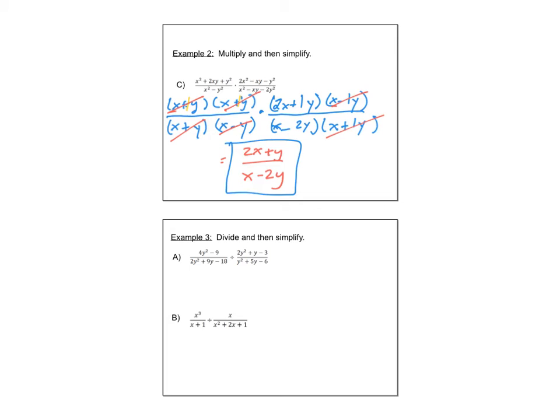Alright, so our next ones here we're going to divide and simplify. So let me explain some division to you. So when you divide, what you want to do is keep the first fraction as is. And then with the second fraction, we're going to still multiply. So we multiply by the reciprocal, or the flip, of the second fraction.